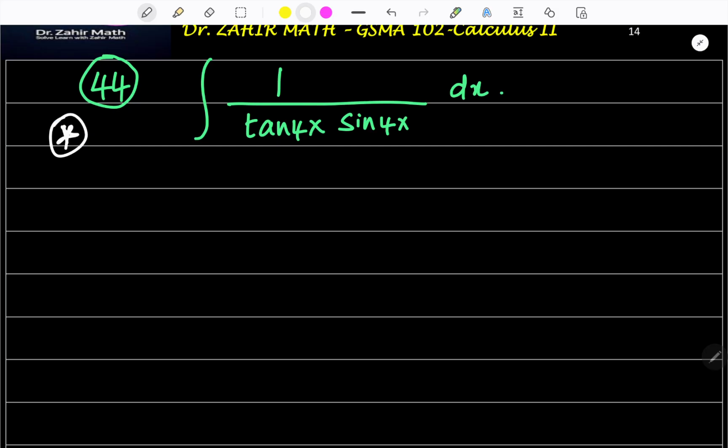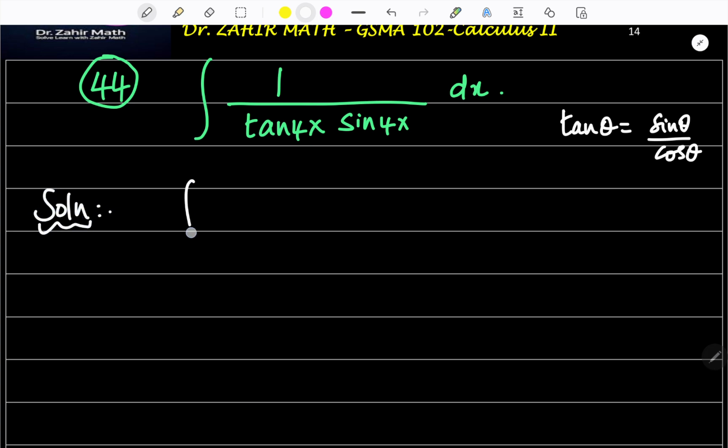Nice question. Usually we do something related to trigonometric functions. We convert sine, cosine, everything, and then we go for it. I'll do the same thing here also. What is tan theta? Which is sine theta divided by cosine theta, right? The same idea I'm also going to follow here. Integral 1 divided by tan 4x sine 4x dx.